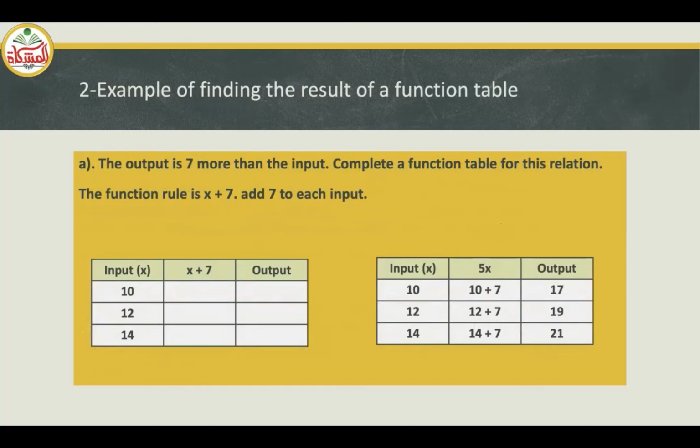Okay, here input equals x, so we see the first rectangle. 10 plus 7 equals 17. This is the first output. Second rectangle, 12 plus 7 equals 19. This is the second rectangle in output. The last rectangle, 14 plus 7 equals 21.